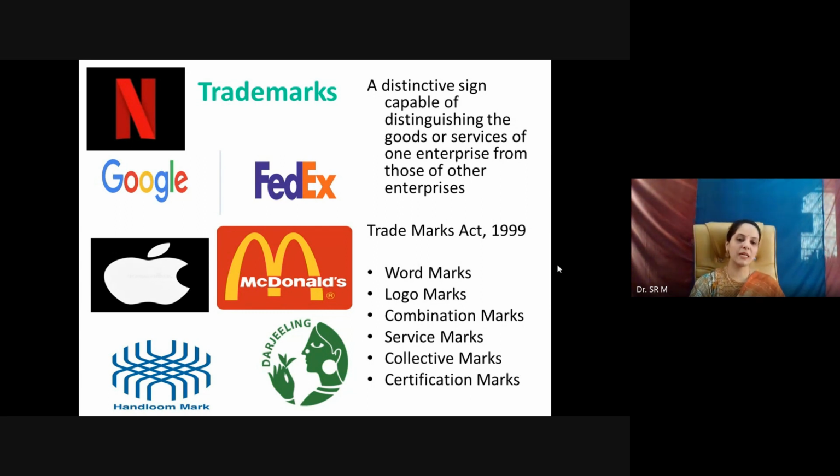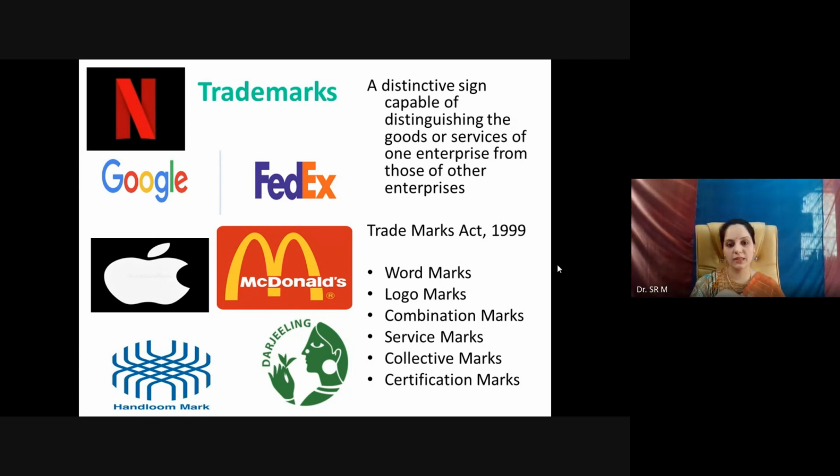We also have a few types of trademarks. First, we have word marks. It is a text or a combination of words. As you see in the example in the image, we have FedEx. We also have Google. It is exclusively the text or the combination of words.